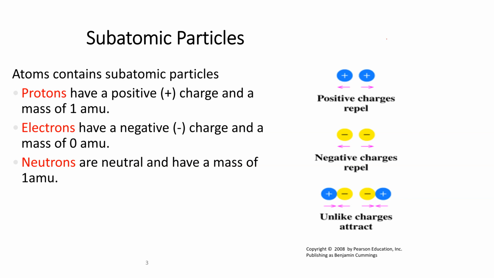Negative charges repel. That means that even in the shell or ring where the electrons are located, they're going to try to stay far away from each other. And unlike charges attract. This is the reason why we have an atom to begin with. If the nucleus wasn't positive and the electrons were negative, there's no reason for the electrons to stick around the nucleus. There has to be some sort of attraction, and that's where the opposite charges coming in is important.